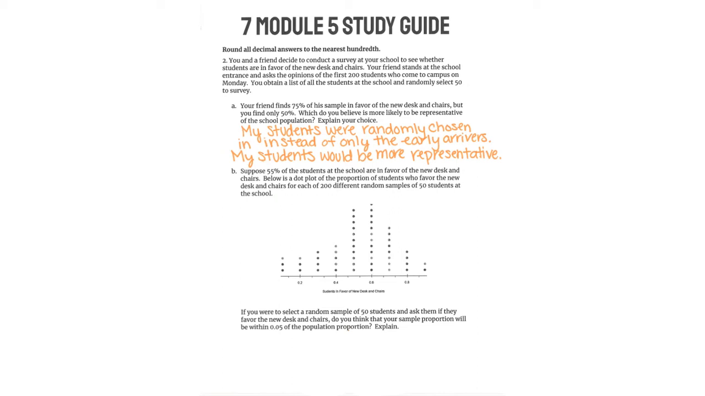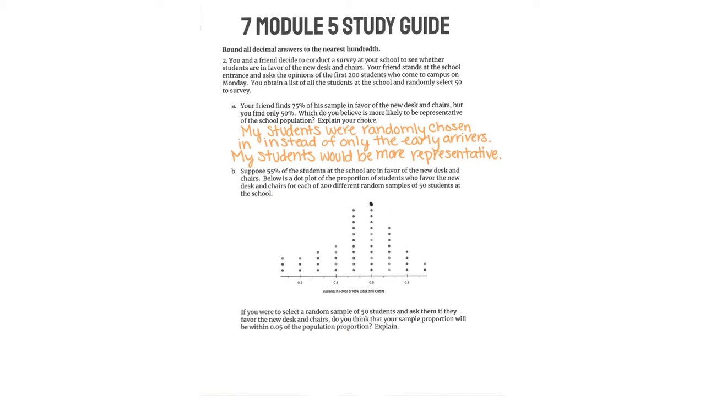All right, let's go on to B. Suppose 55% of the students at the school are in favor of the new desk and chairs. Below is a dot plot of the portion of students who favor the new desk and chairs for each of the 200 different random samples of 50 students after school. So we can kind of infer that we took our friends' data here, and I'm going to add this dot for some reason. I don't know why it cuts the top dot in half, but it's meant to be a full dot, so let's go ahead and make it a full dot. But we took his 200 samples and we took 50 of those samples out to make our dot plot.